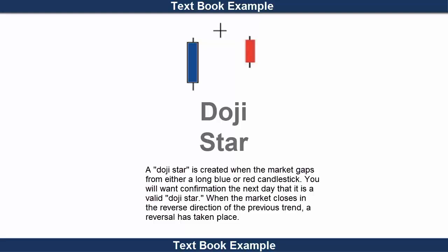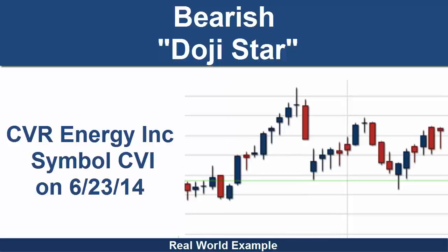A doji star is created when the market gaps from either a long blue or red candlestick. You will want confirmation the next day that it is a valid doji star. When the market closes in the reverse direction of the previous trend, a reversal has taken place. Okay, we're looking at the stock CVR Energy. Can you spot where the bearish doji star starts? Great, you found it. It's not that difficult once you get your eyes accustomed to looking for these formations. Now let's take a look at some other doji formations.